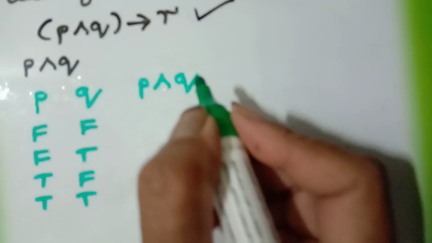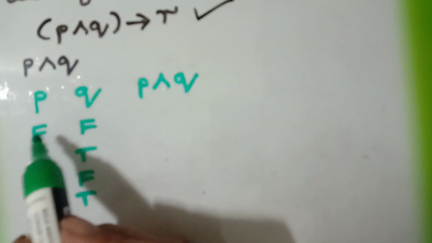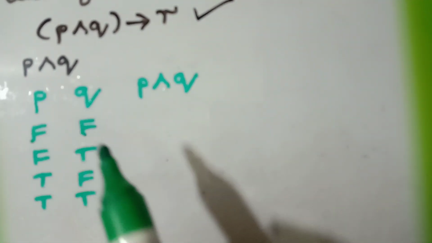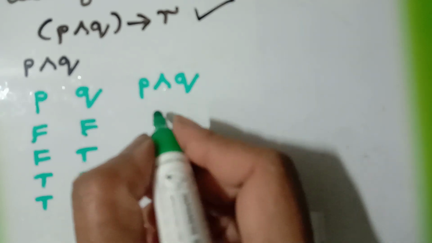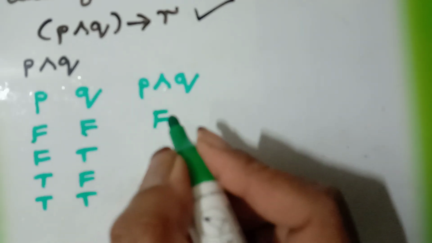So I'll write P, Q. Now P, we'll write it as F F T T. Then Q, I will write it as F T F T. Now P and Q. So both P and Q are false. P is false, Q is false. So P and Q, the truth value is false.